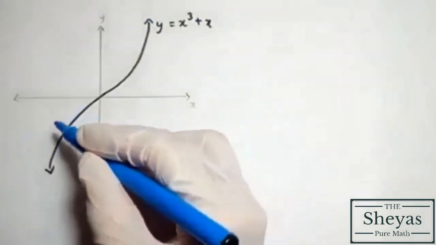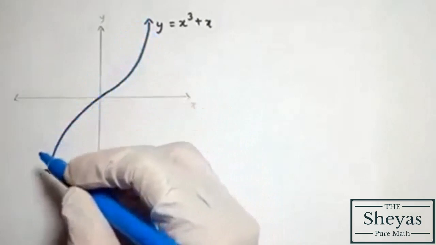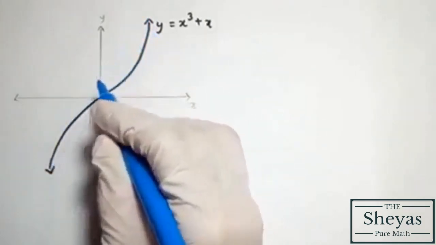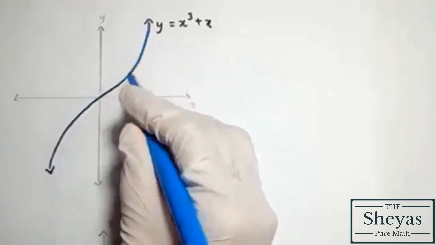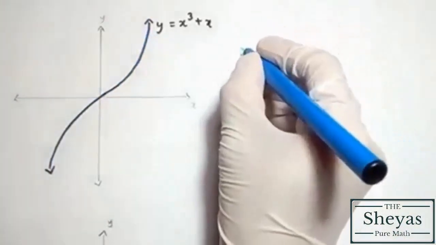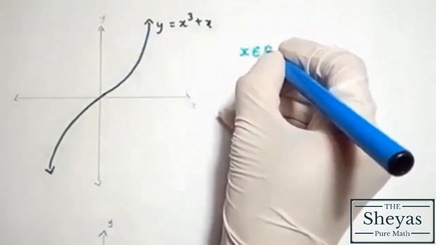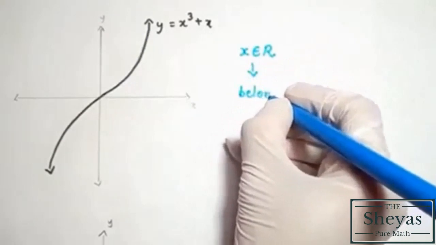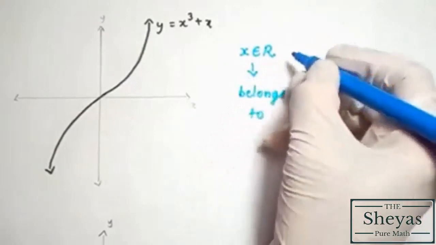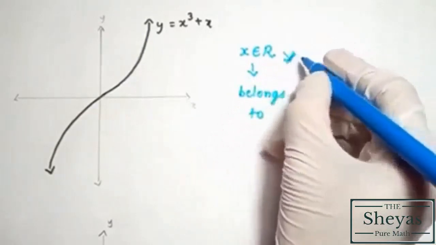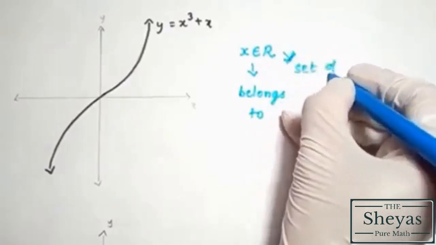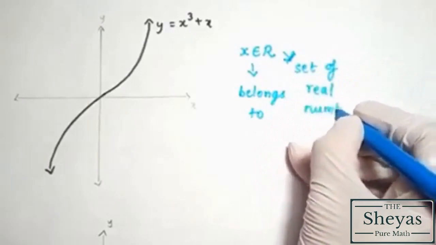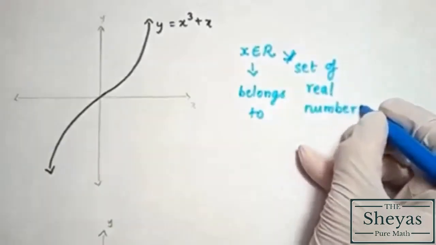In this graph, see the function is increasing. You can take any negative value, the function is increasing. At 0, again the function is increasing. At any positive value, the function is increasing. So in general, we can conclude that for all x belongs to R. This symbol means belongs to, and R is a set of real numbers, real numbers in the sense all real numbers.